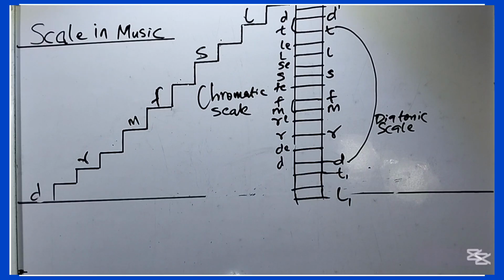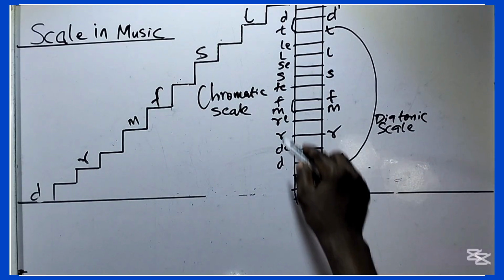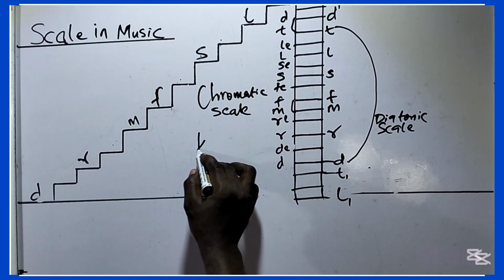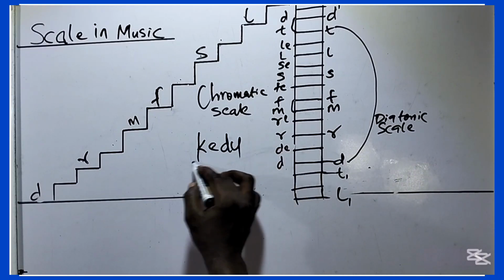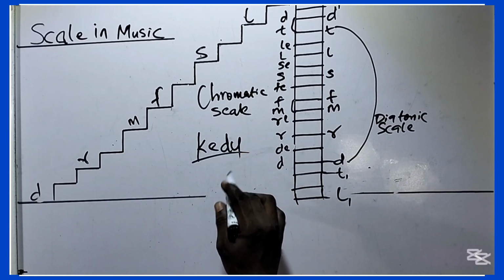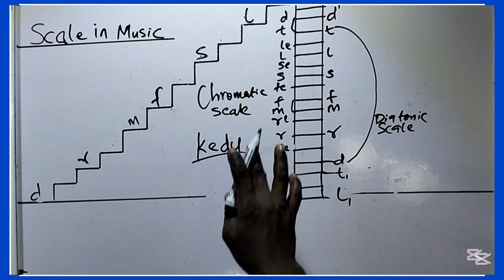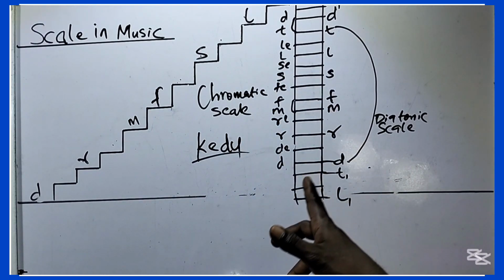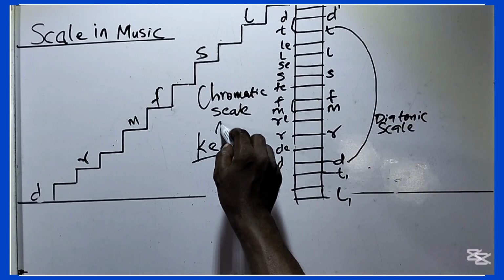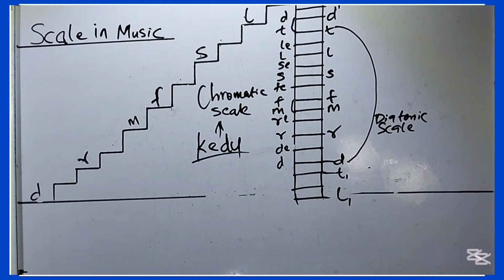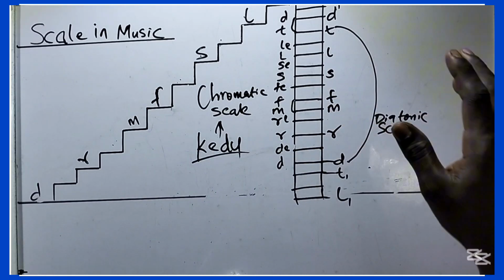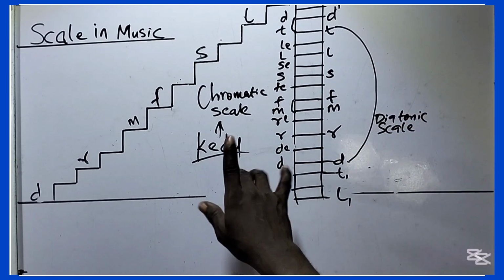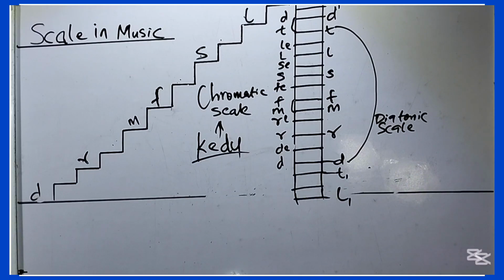But there is a word that can help you. It is an Igbo word, kedu. It can help you to learn the chromatic scale very well. If you want to learn the chromatic scale, kedu, kedu. Do you understand?